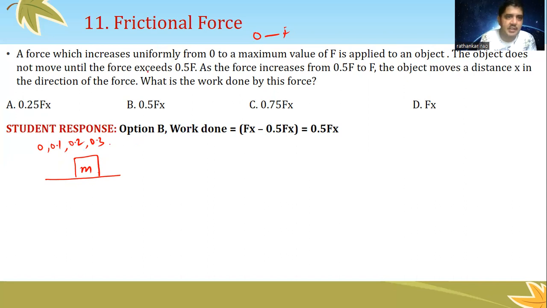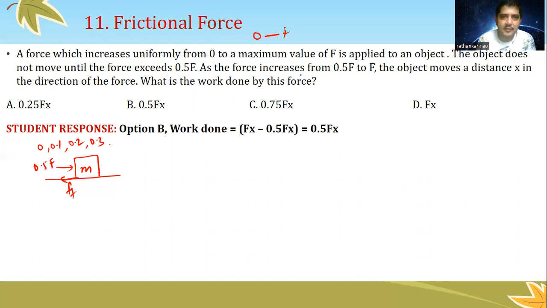The object does not move until you exceed 0.5 F. Whenever I apply a force of 0.1, 0.2, 0.3, and so on, if the object does not move, that means there is an opposite force here. Frictional force is here, thus the object does not move. So if you apply a force of 0.5 times F, only then the object starts to move, which means now this is sliding friction. You applied a force that has crossed the threshold. Now the friction is unable to hold the object and says, I can't hold you, you better go away. So it started to move.